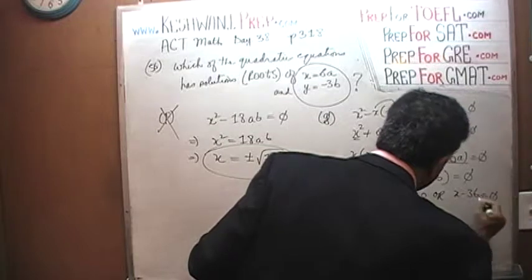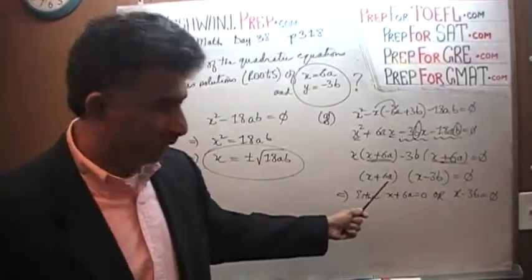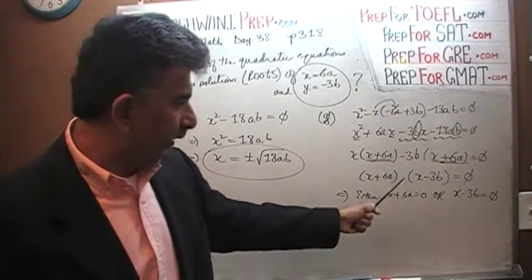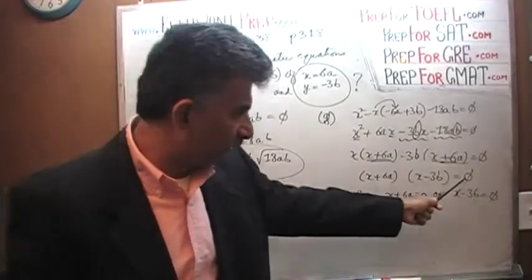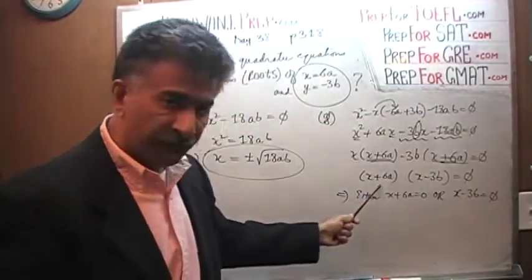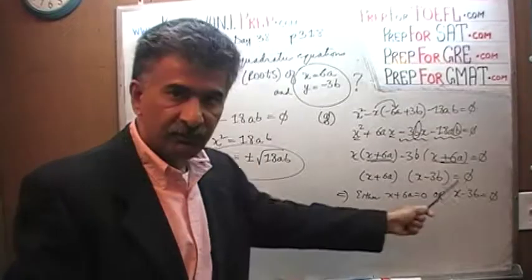Because we are told that the product of these two quantities, this quantity x plus 6a and this quantity x minus 3b, the product of these two quantities is equal to 0, which means either the first quantity is 0 or the second quantity is 0. That's the only way their product is going to be 0.